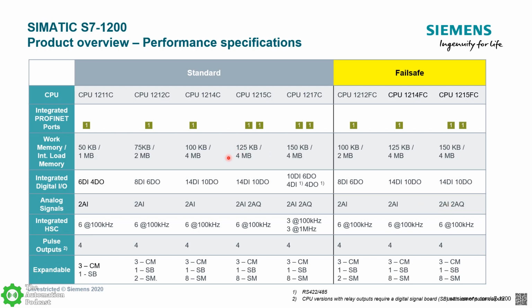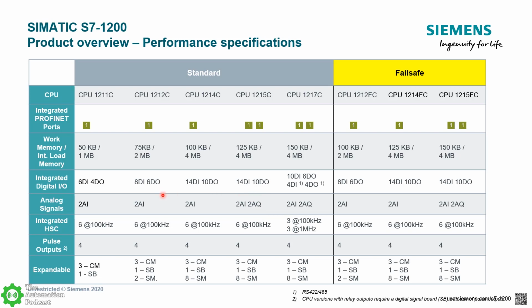Really, the main thing to take note of between the different models is the different memory. So, with the 1211, you've got 50K of work memory and 1 meg of load memory. The 1212 goes up a little bit more, the 1214, and so on. The other thing that changes is the amount of integrated I/O on the CPU. 1211, you've got 6 in, 4 outs. 1212, 8 in, 6 outs. And the 1214 and higher, you've got 14 in and 10 outs. And when you get into the 1215, there are also an additional 2 analog outputs built in.